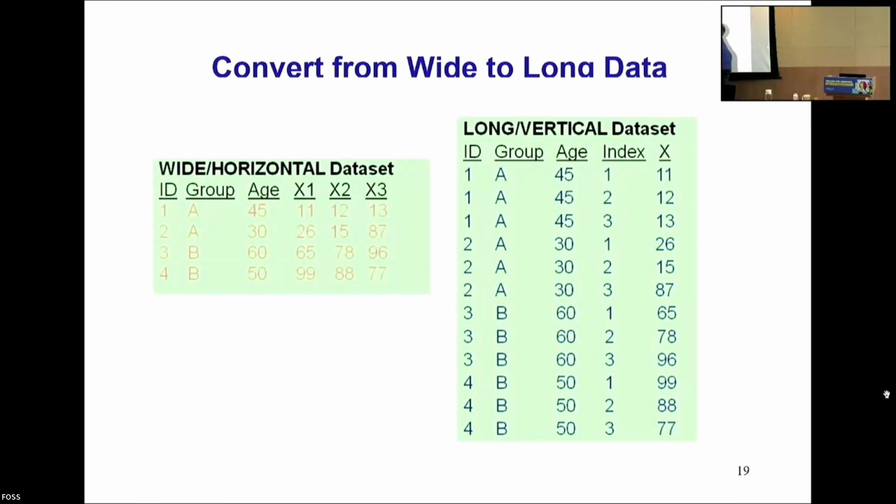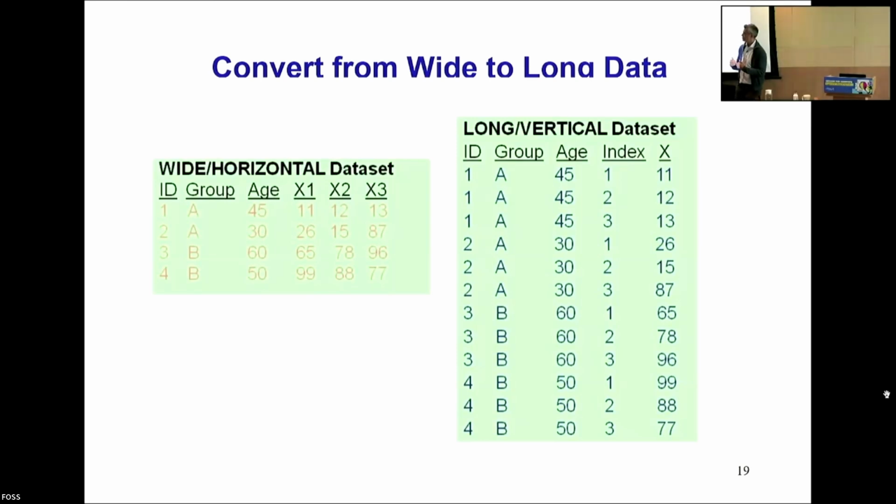So as you can see here, this first person who's in group A has the age of 45. At time 1, maybe they were 11 years old, 12 years old, 13 years old, times 1, 2, and 3. So we need to transform it so that each line is no longer a single person, but each line is a single observation time point.